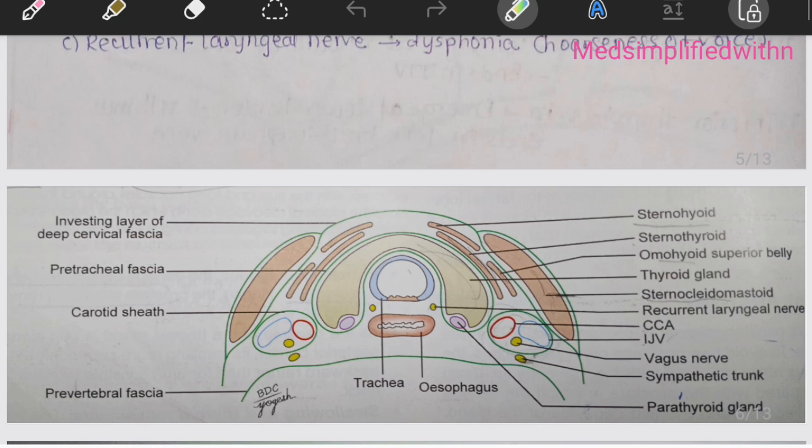This is the thyroid gland. These are the parathyroid glands. Here is the trachea, esophagus. This is the carotid sheath, and this is the common carotid artery, internal jugular vein, and vagus nerve. And here is the recurrent laryngeal nerve. These are the muscles: sternohyoid, sternothyroid, omohyoid of the superior belly, and sternocleidomastoid. These are the relations of the thyroid gland.